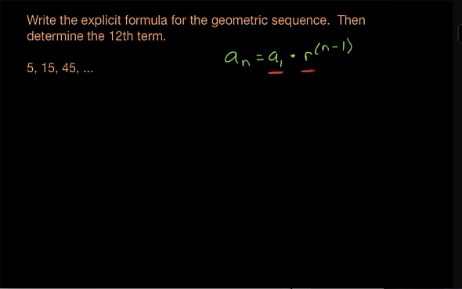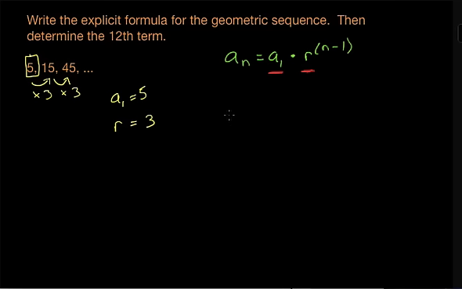So the first term in the sequence is going to be very easy. It's just this right here, 5. So that was easy. And then we're going to have to determine the common ratio. So what do we do to go from 5 to 15 that we also do to go from 15 to 45? Looks like 5 times 3 is 15, and 15 times 3 is 45. So that was simple. Our first term, a1, is going to be 5, and our common ratio, r, is going to be 3. So we're now ready to write our explicit formula.